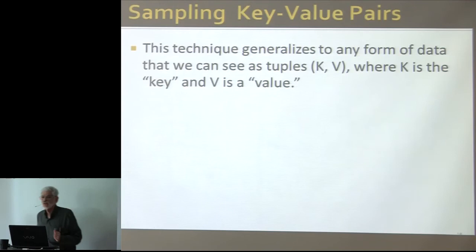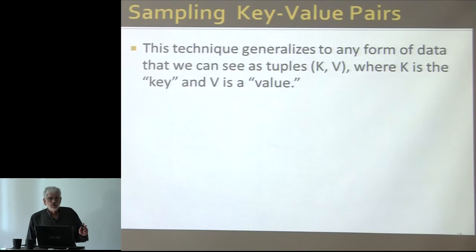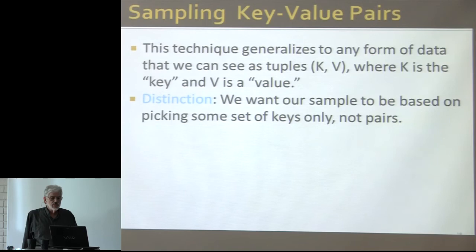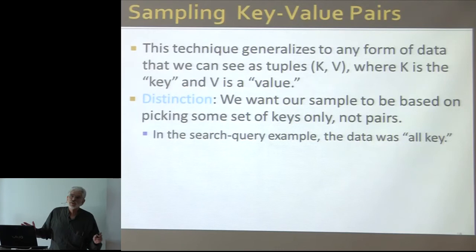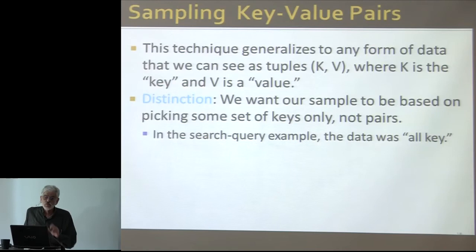There's a story here, which is this is actually a very simple example of a situation where you see data as key-value pairs, and you want to sample on the key only. In the simple example I gave you, the key was the whole thing. There was no associated value. The key was just the search query. And that's all we wanted to do. But I'll give you a more complicated example in a minute.